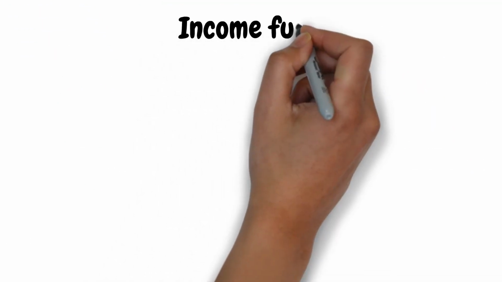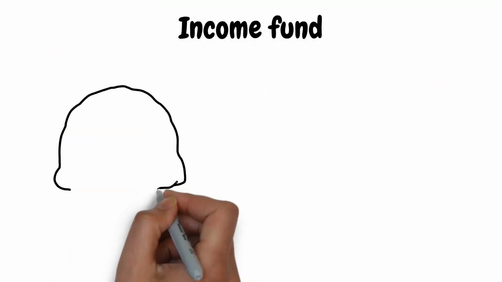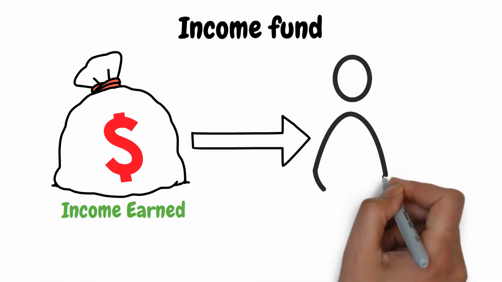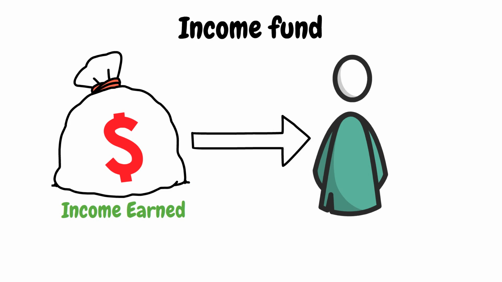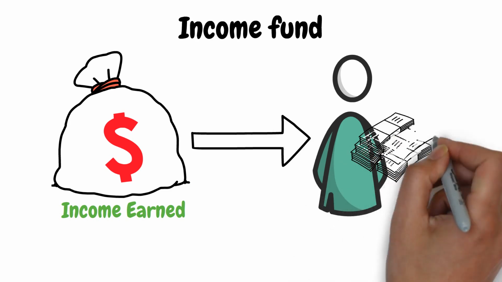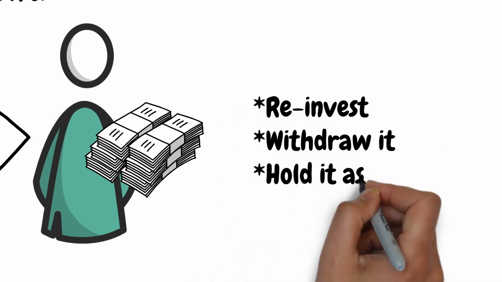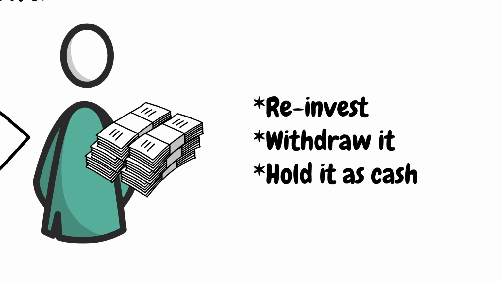In the case of an income fund, the income that is earned is normally paid directly to the investor and usually credited to your investment account. From there, you can decide what you would like to do with that. Some investment platforms will allow you to reinvest that money, withdraw it, or hold it as cash. Income can be paid at different frequencies depending on the fund.